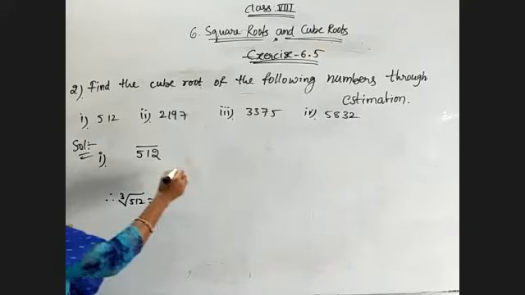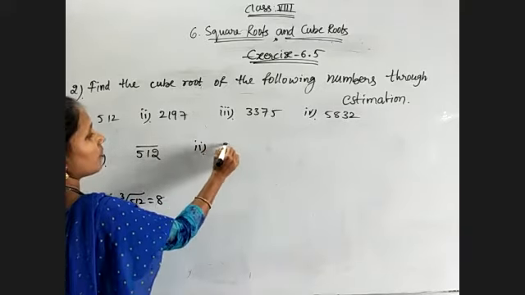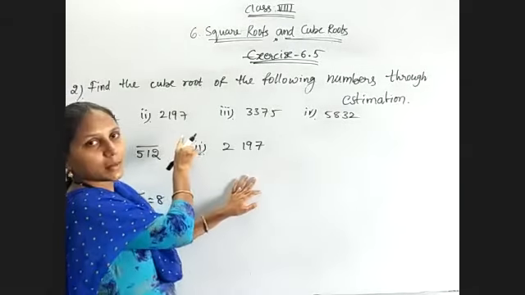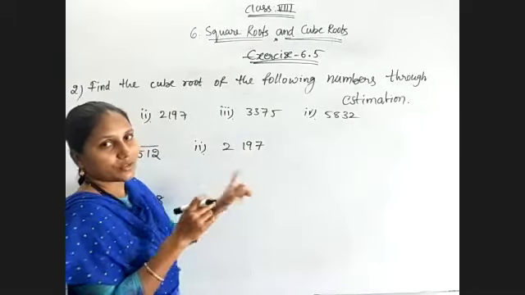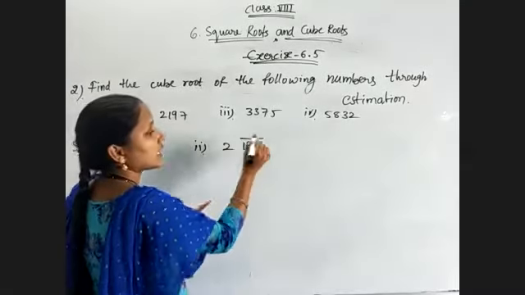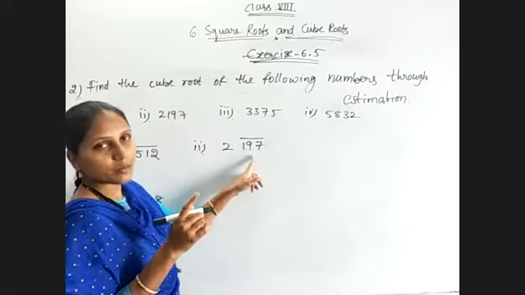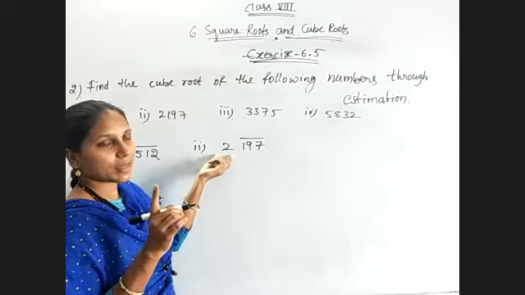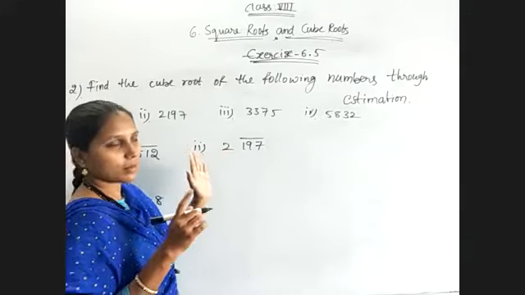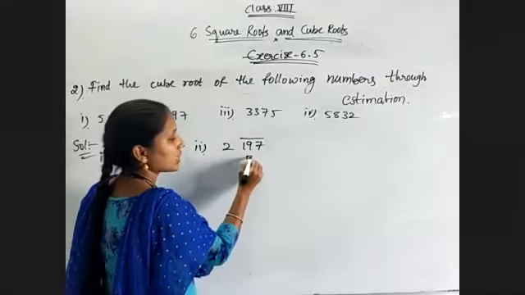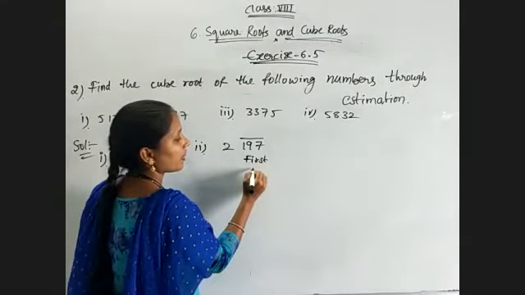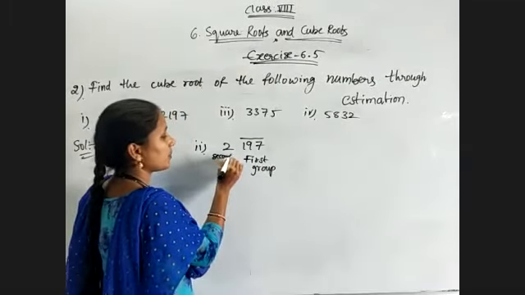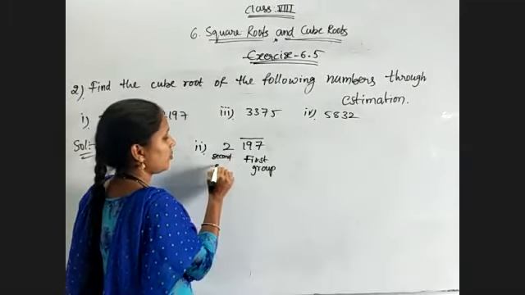Coming to the second problem, 2197. We need to separate the digits. For three digits, we take one group. So here 197 is the first group. Right side onwards we need to divide. Only one digit is left, so no need to group it. So this is the first group, and that is the second group. Only one digit is there in the second group.